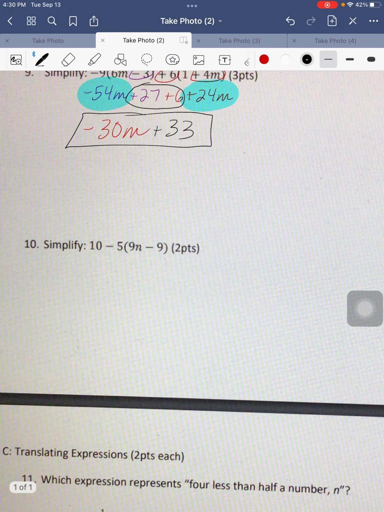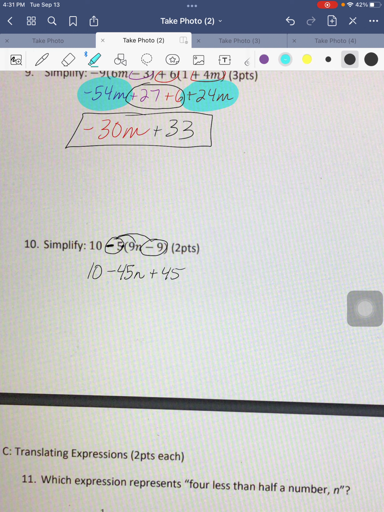Number 10, we have distributing. You're going to want to most likely do the subtraction first, 10 minus 5, but that's not correct. We have a multiplication. You have to do multiplication prior to subtraction. So I'm going to take that subtraction and make it a negative 5 times 9n. I'm going to bring the 10 down. Negative 5 times 9n is a negative 45n. Negative 5 times a negative 9 is a positive 45, so plus 45.